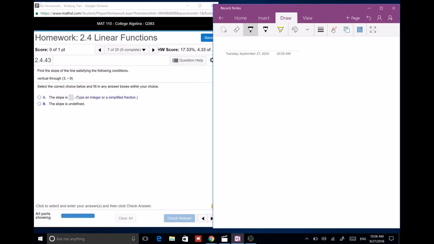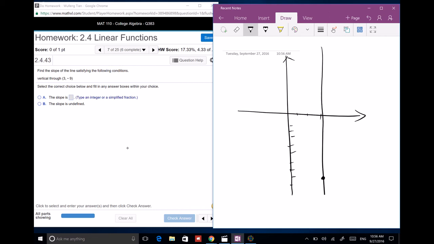Next question. Find the slope of the line satisfying the following condition. Vertical through 3, negative 9. So 1, 2, 3, then 1, 2, 3, 4, 5, 6, 7, 8, 9. So probably around here, and the vertical line looks like this. For a vertical line, the slope is rise over run. You can choose any point, for example here. So it rises, but it never runs. It keeps rising, but it's never running. So the run part is 0, rise over 0, so it's undefined.